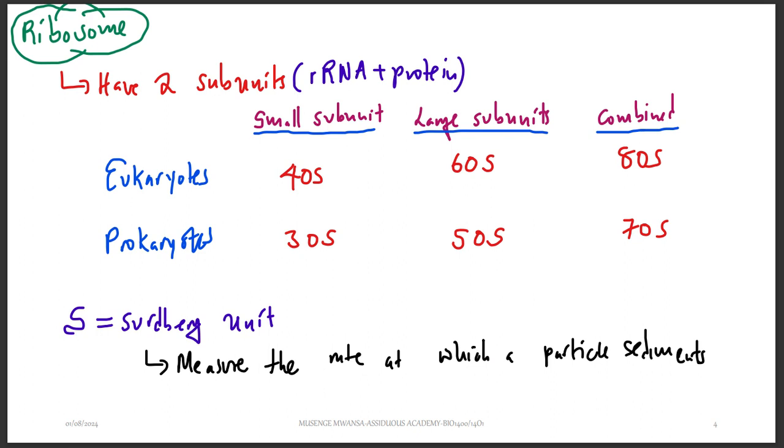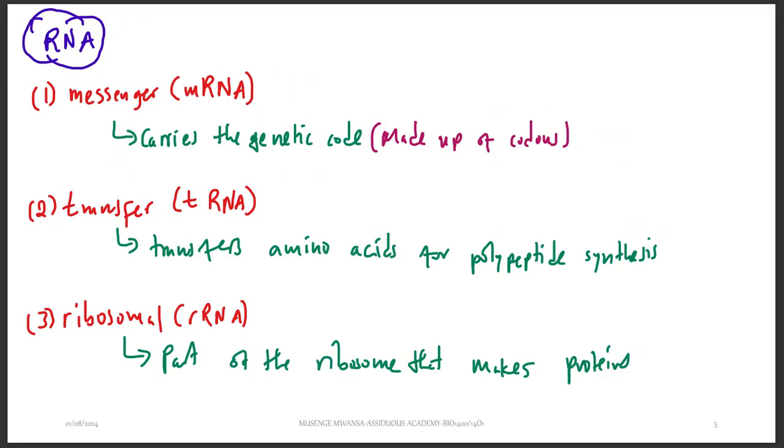How much is this amino acid going to settle at the bottom? That is the Svedberg unit. The types of RNA, we have three: messenger RNA (mRNA), transfer RNA, and then ribosomal RNA. Messenger RNA carries what we call the genetic code. The genetic code is made up of codons. We'll discuss this. Just know that the mRNA is what carries the information.